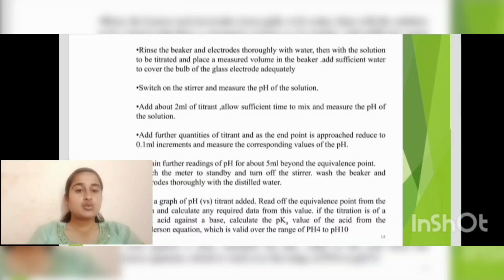Obtain further readings of the pH for about 5 ml beyond the equivalence point. Switch the meter to standby and turn off the stirrer. Wash the beaker and electrodes thoroughly with distilled water. Plot a graph of pH versus titrant added. Read off the equivalence point from the graph and calculate any required data from this value. If the titration is of a weak acid against a base, calculate the pKa value of the acid from the Henderson equation, which is valid over the range of pH 10 to pH 4.